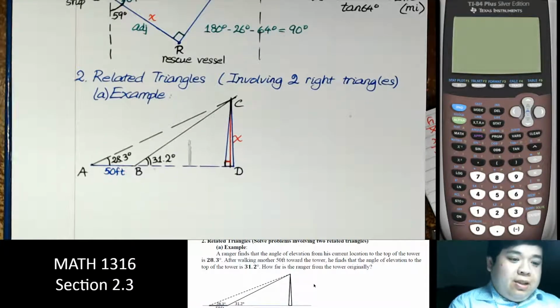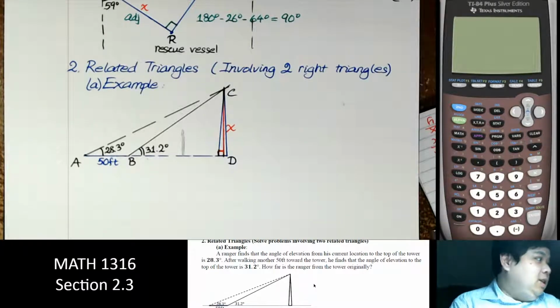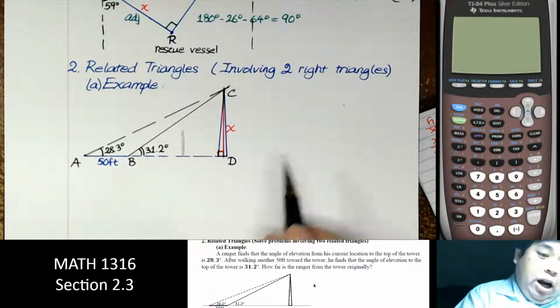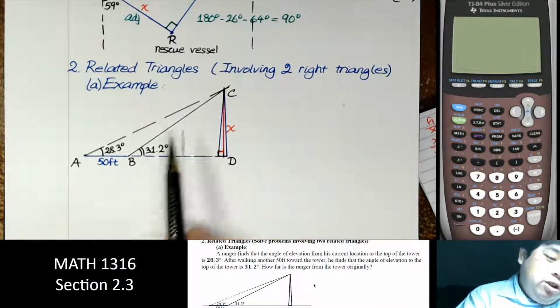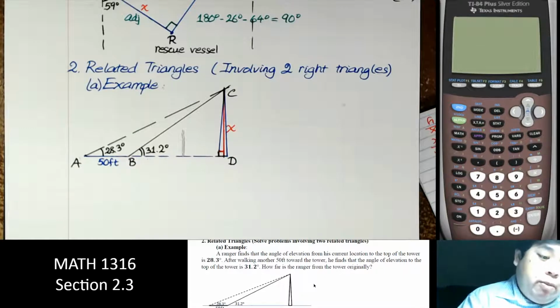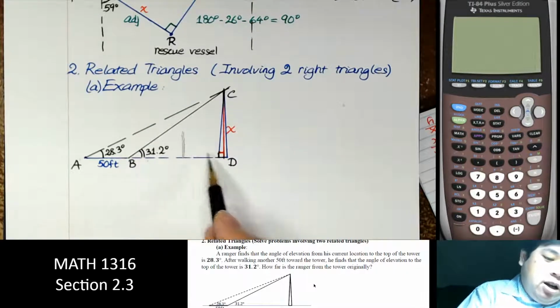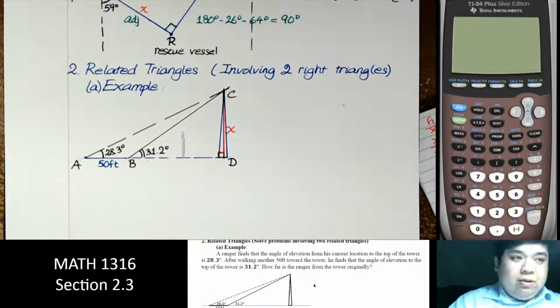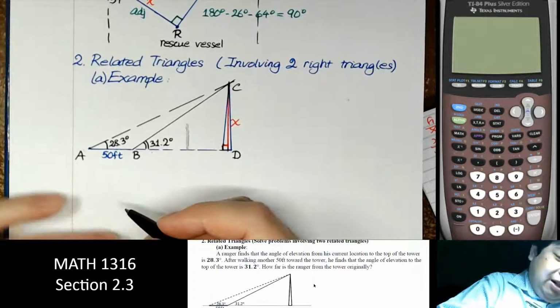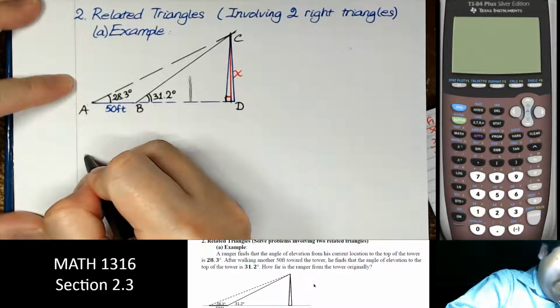Right. So what can we do here? We have two right triangles, ACD and BCD. We have to utilize both of them, and we don't have this side at all. So let's say we have two right triangles, right?